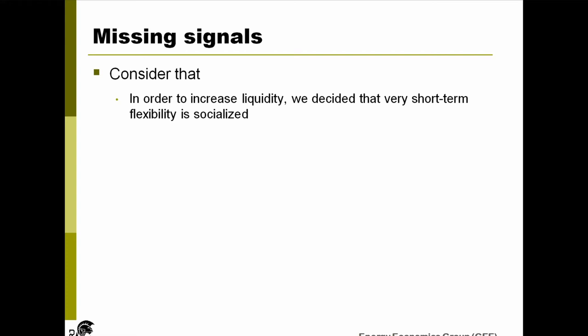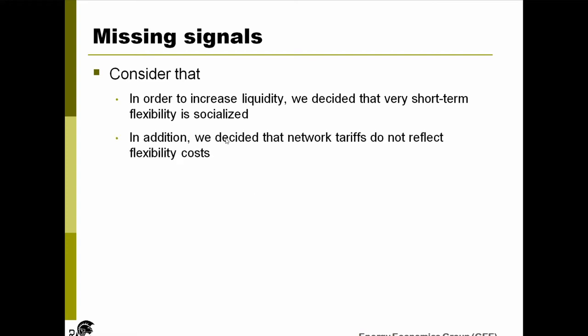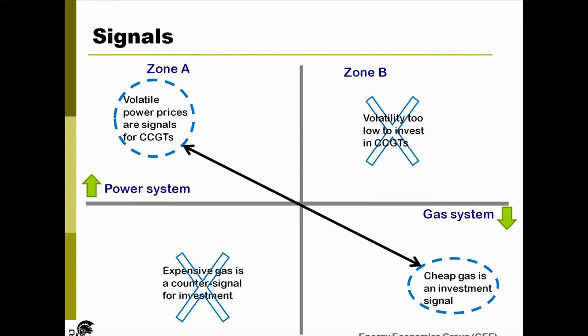And going back to the example, the problem we are dealing with is that the trade-off between investing in zone A and investing in zone B is affected by market rules, and it's affected by the definition of this free time flexibility. For example, consider that in order to increase liquidity in the process of designing the market, we decided that shorter flexibility is socialized, is free, and we also decided that network tariffs don't reflect flexibility cost. This means that the signals from the gas system are weakened, and they are weakened so that they can be even hidden from the market point of view.